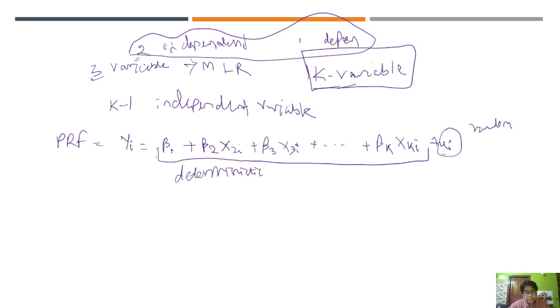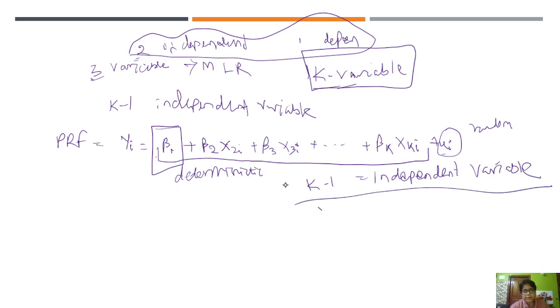This is the k variable model. That means we are having k minus 1 independent variables, and remember this beta 1 does not have any x along with it. So we have k minus 1 independent variables and one dependent variable, that is yi. The i value, that is the number of observations, goes from 1 to n: 1, 2, 3, 4, to n.